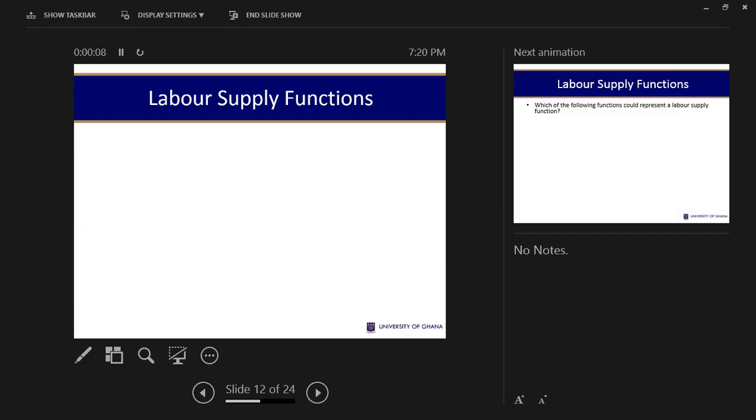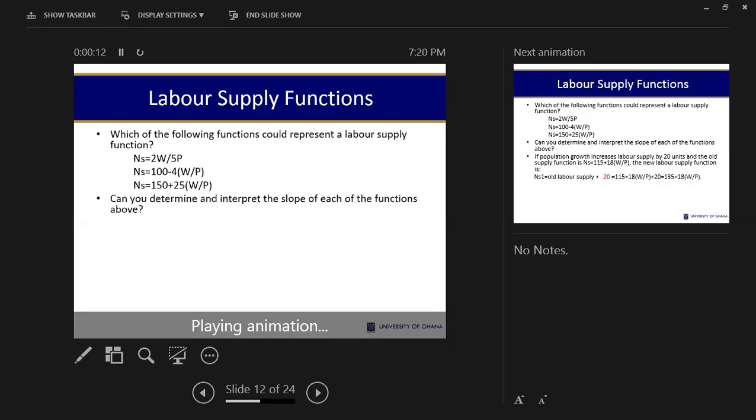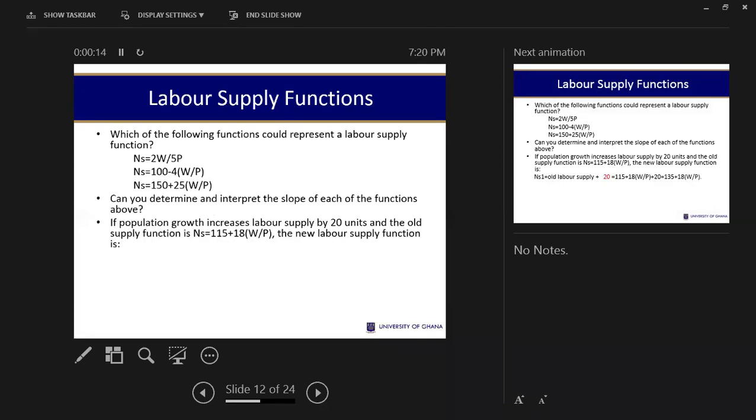Okay, so this is what we're looking at. We are assuming that there is an increase in the population growth by 20 units. So for the old one, this is the old one, okay? Assuming this is the old labor supply function, 115 and then 18W over P.